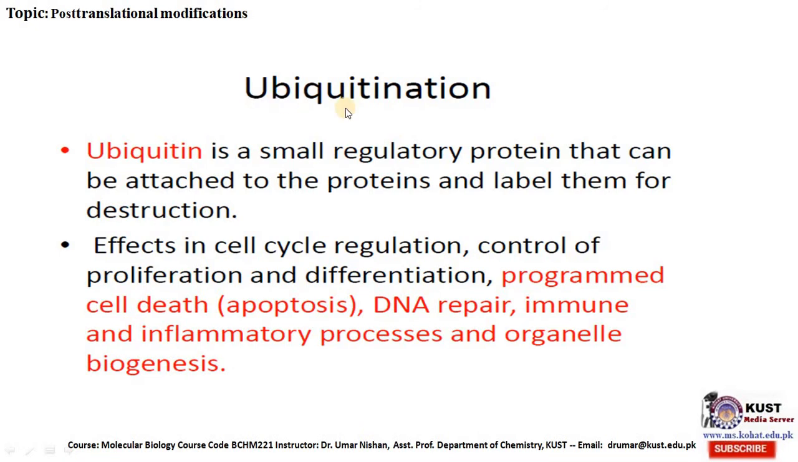Ubiquitination. Ubiquitin is a small regulatory protein that can be attached to proteins and label them for destruction. It has effects in cell cycle regulation, control of proliferation and differentiation, programmed cell death or apoptosis, and can function in DNA repair, immune and inflammatory processes, and organelle biogenesis.